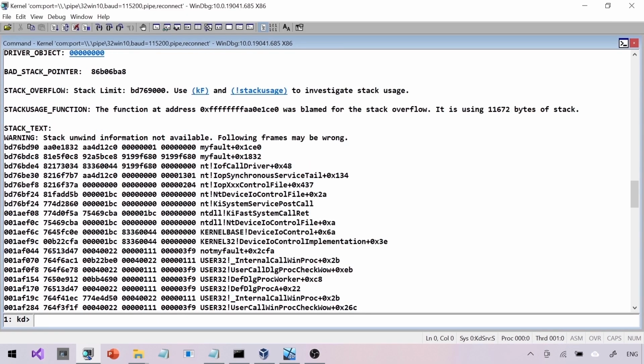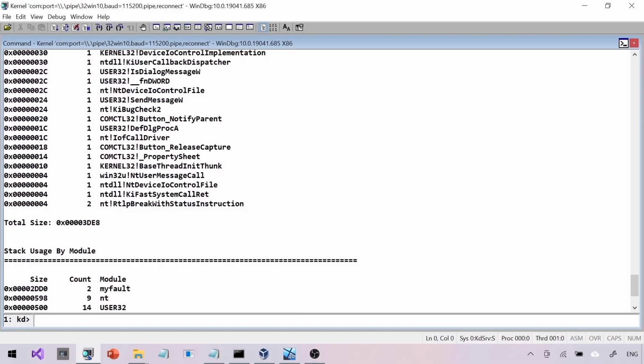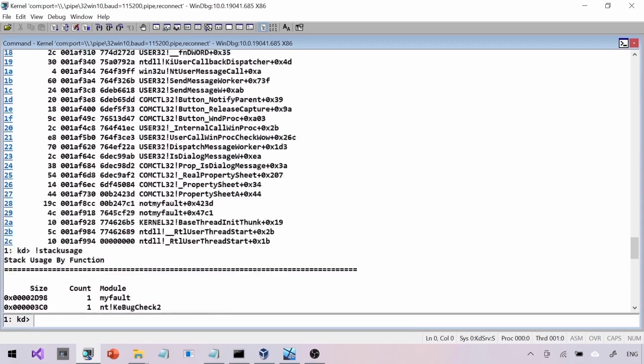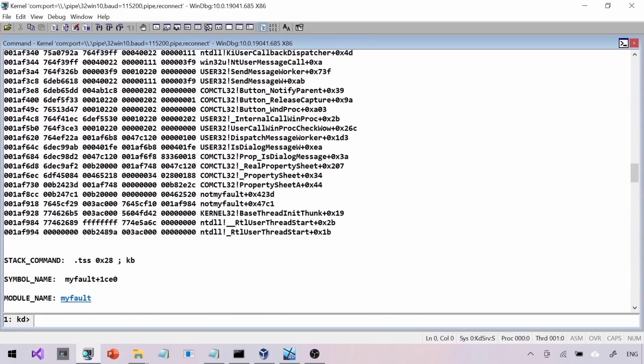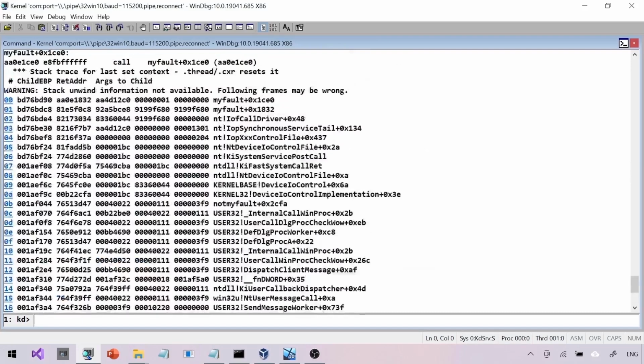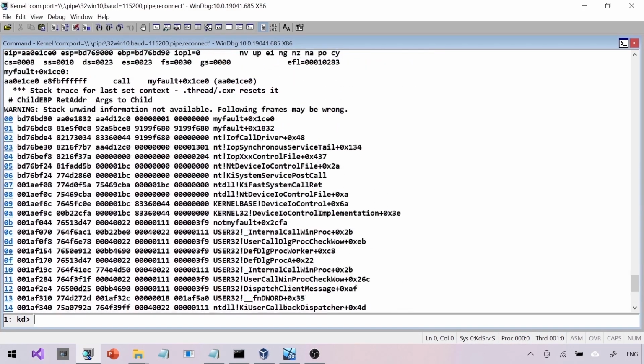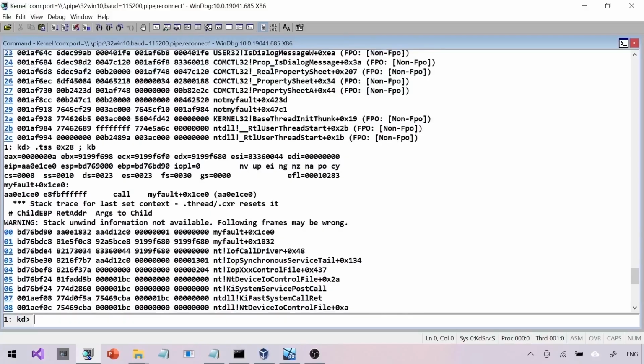Just want to click on the !stackusage. It gives pretty much the size of the stack used by different modules and stuff like that. We can use the .tss command to get the exact point where the crash happened. It is .tss as per !analyze -v. It is a task gate instead of a trap because it's a double fault.